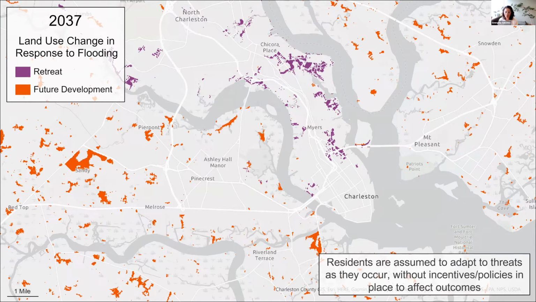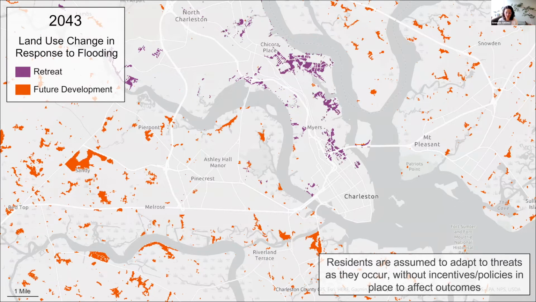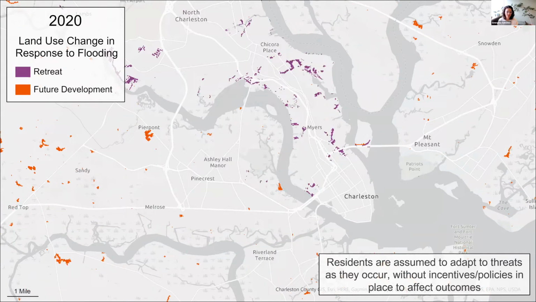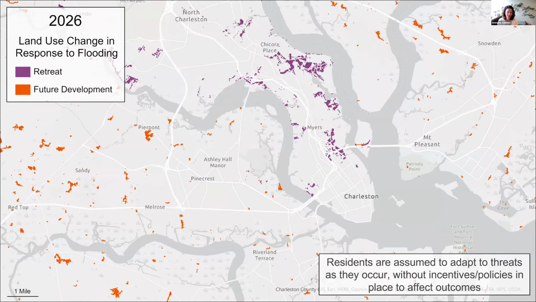For this example, we are looking at a scenario that represents a reactive response. So we are assuming that residents adapt to threats as needed. In this case, again, the threat is flooding. We are not simulating any specific incentive or policy to minimize exposure or damage.